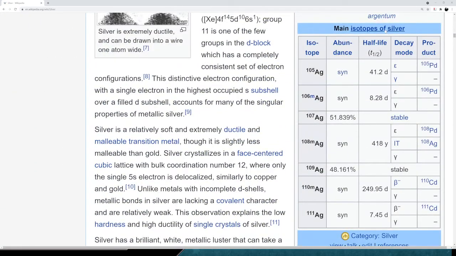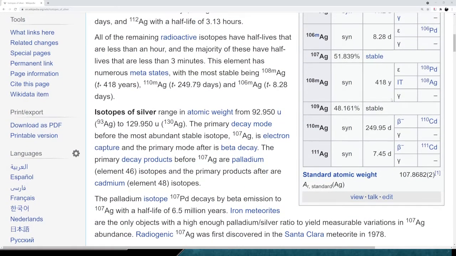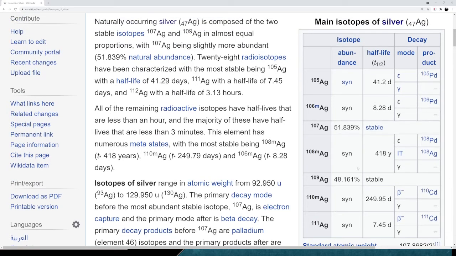Okay, isotopes of silver. Notice these proportions are almost half and half. Our atomic mass is somewhere in between the two, and it's in fact a little bit closer to 107. And indeed we see that 107 is the majority.